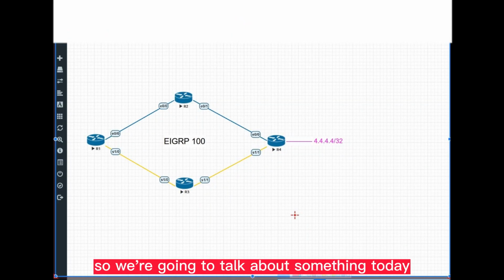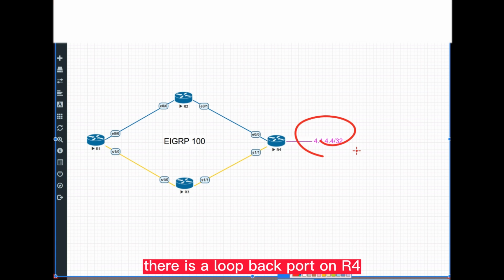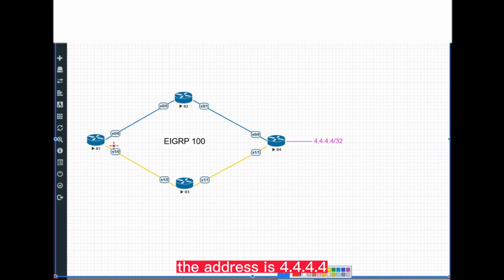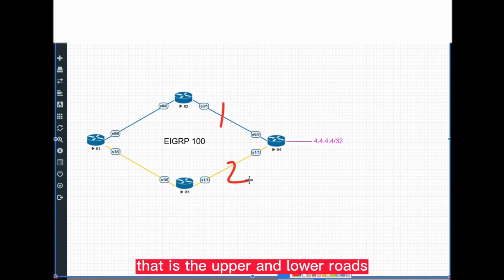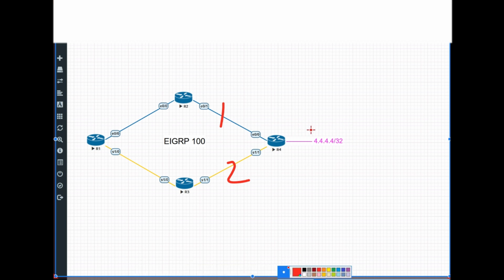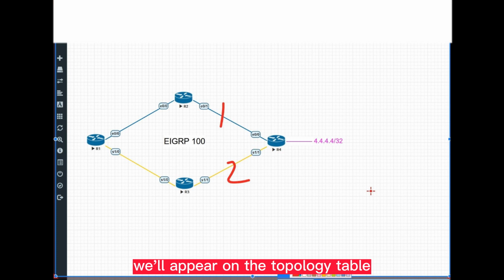So we're going to talk about something today. Let's look directly at this picture. This diagram is very simple. There is a loopback port on R4. The address is 4.4.4.4. Theoretically, there are two ways for R1 to go to 4.4.4.4. That is, the upper and lower roads. But please be careful. We're talking two ways to get to this address, but not necessarily these two paths will appear in the topology table. This is different from what everyone thinks.